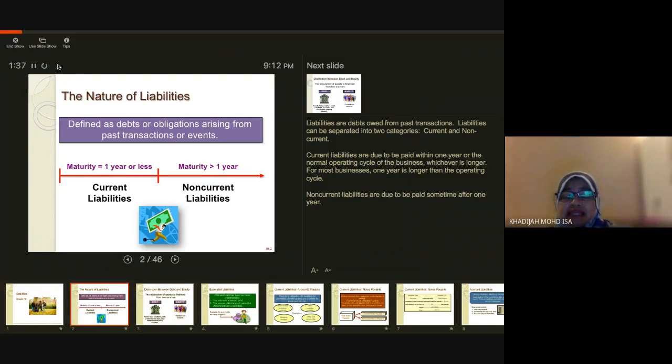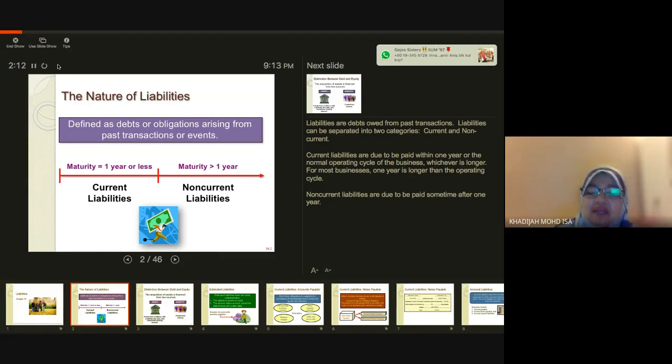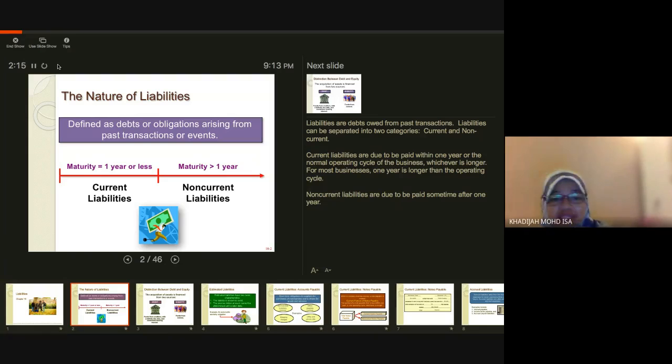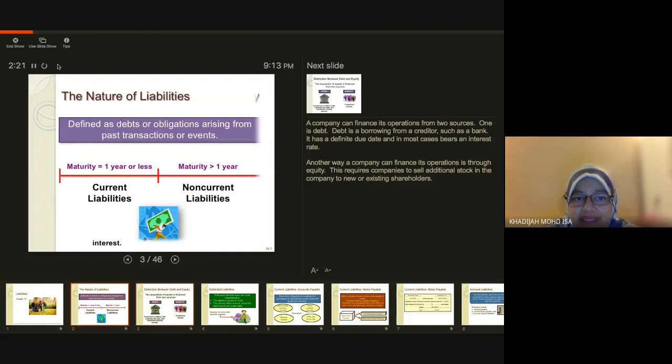Current liabilities, anything whose maturity is 1 year or less. So it means that you have to pay this year, or maybe the following year. It's a commitment of less than 12 months. But if it's more than 1 year, then we put that under non-current liabilities. So current is less than 1 year, non-current is more, so you have a longer period to settle. Normally your current liability value is smaller compared to your non-current liabilities, which are normally loans, sometimes called long-term loans. So these are the two types of liabilities.